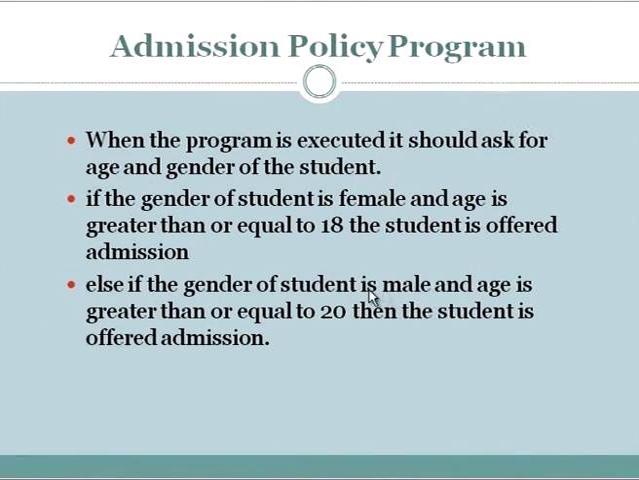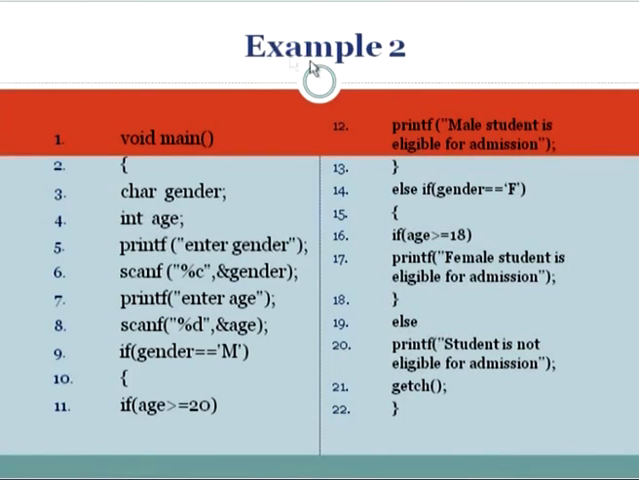If the gender of the student is male and age is greater than or equal to 20, then the student is offered admission. So in this case, our required inputs are the values for the gender and age. Then we will have to check the values of age and gender, and on the basis of the values of these two variables, we will have to determine whether the student is eligible for admission or not. So let's see the program. This is our program.